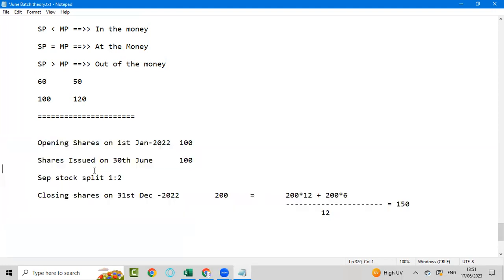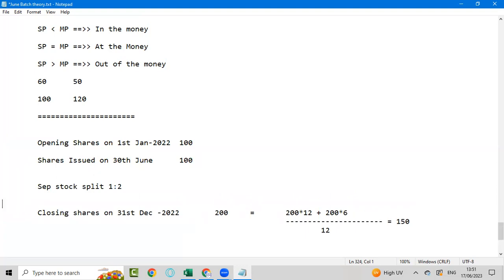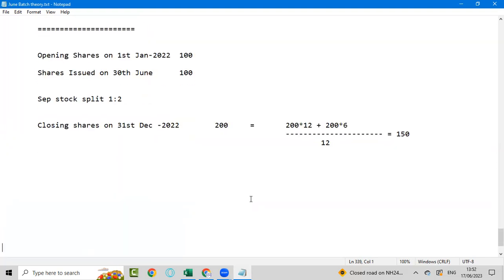Now we can have multiple different types of exercises on this. For example, some buyback happened here, some buyback happened after September, or some shares have been issued after September. Then accordingly, some adjustment will be made. But overall concept I have explained to you. With this, our income statement ends. Okay, this recording I'll give you.